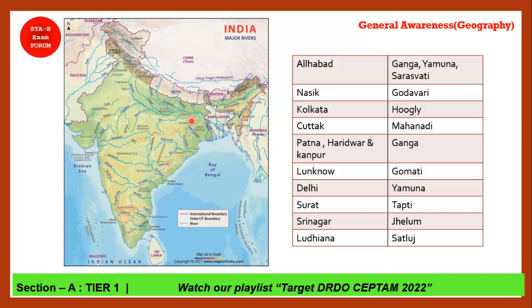Then Lucknow is near what? Gomti River. Delhi, as you know, is situated near the Yamuna River, and 75% of its water is supplied by the Yamuna River. Okay, and the most important, Surat is situated on the Tapi River. So this is the Tapi River, and here you can find Surat. Okay, and Srinagar is near the Jhelum River, and Ludhiana near the Satluj. Okay, so at least these cities you should know, near which rivers, that you should know.